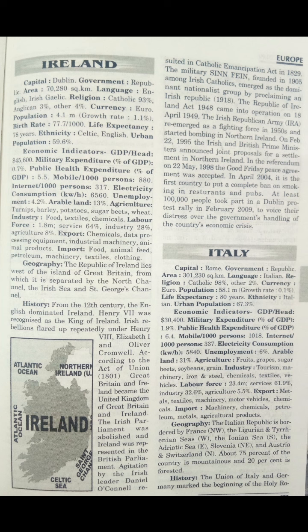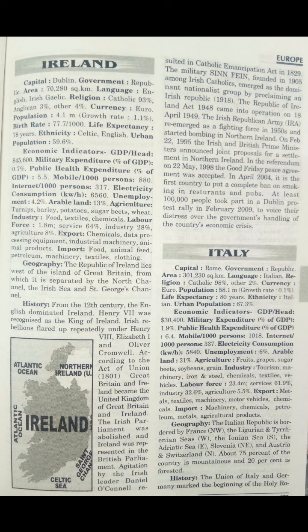Service 64%, industry 28%, agriculture 8%. Export chemicals, data processing equipment, industrial machinery, animal products. Import food, animal feed, petroleum, machinery, textiles, clothing.